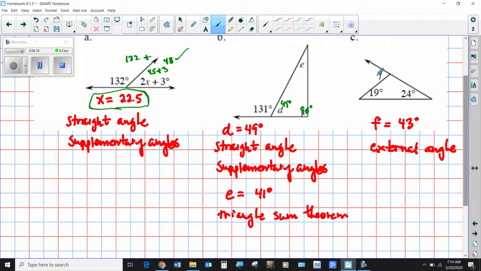And then this is your exterior angle, external, exterior. So that's always equal to the sum of the two remote interior angles. So you add those together and you get that angle.